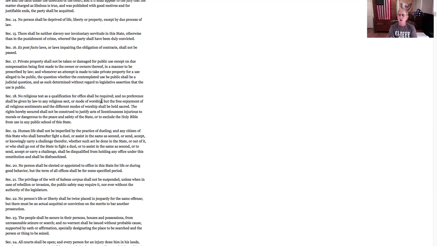So if you weren't a card-carrying Anglican, Church of England, you would not be permitted to hold certain offices in the government. And being a priest in the church was part of the government.